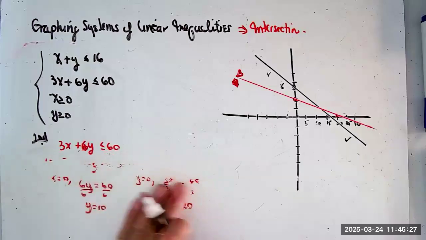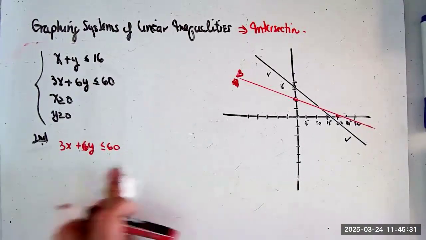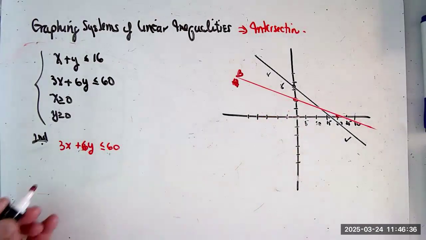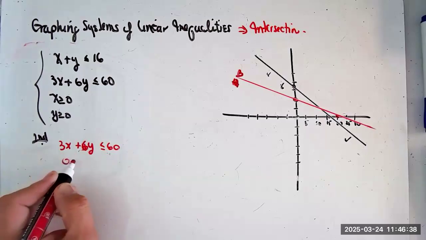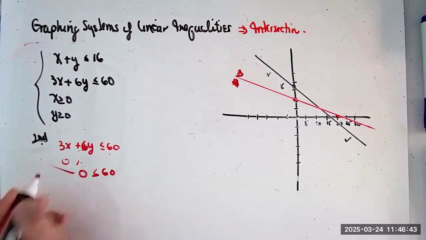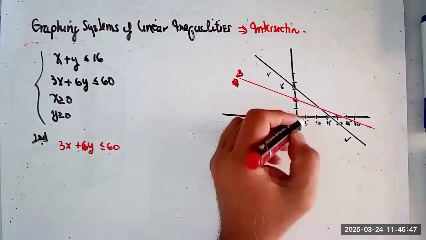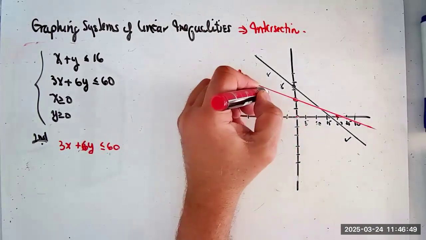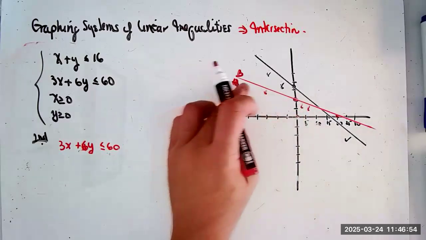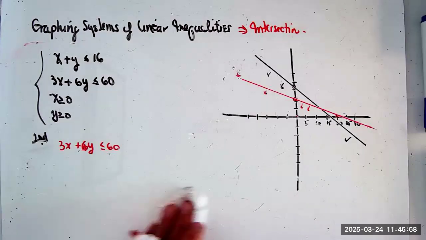Now we need to go back to the inequality to see which side we are on. We can always use the test point, so let's use 0, 0. 3 times 0 plus 6 times 0 is 0, which is less than or equal to 60. Absolutely, that is also true. That means 0, 0, the origin, is part of the solution, so the red one points to the A region. So 2 down, 2 to go.